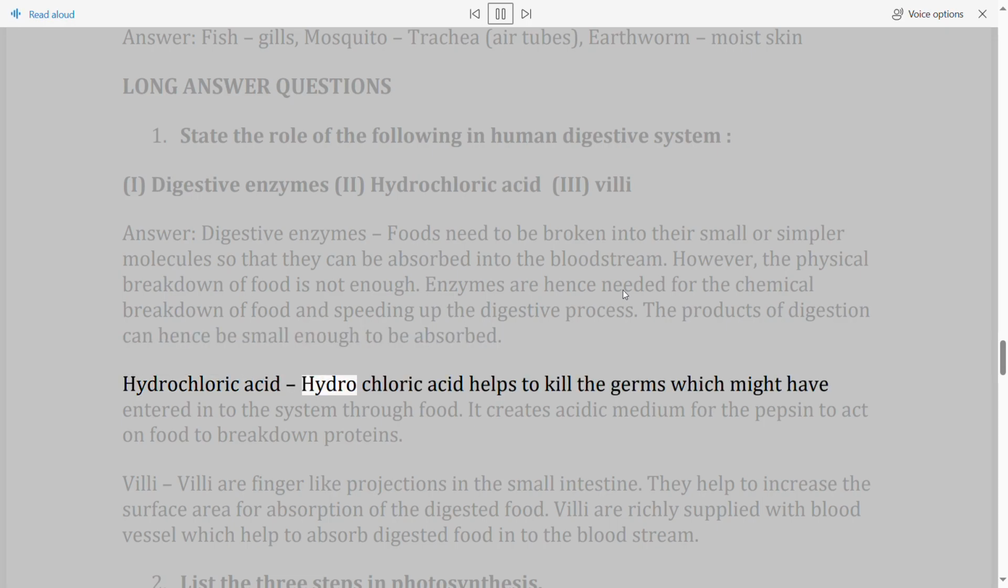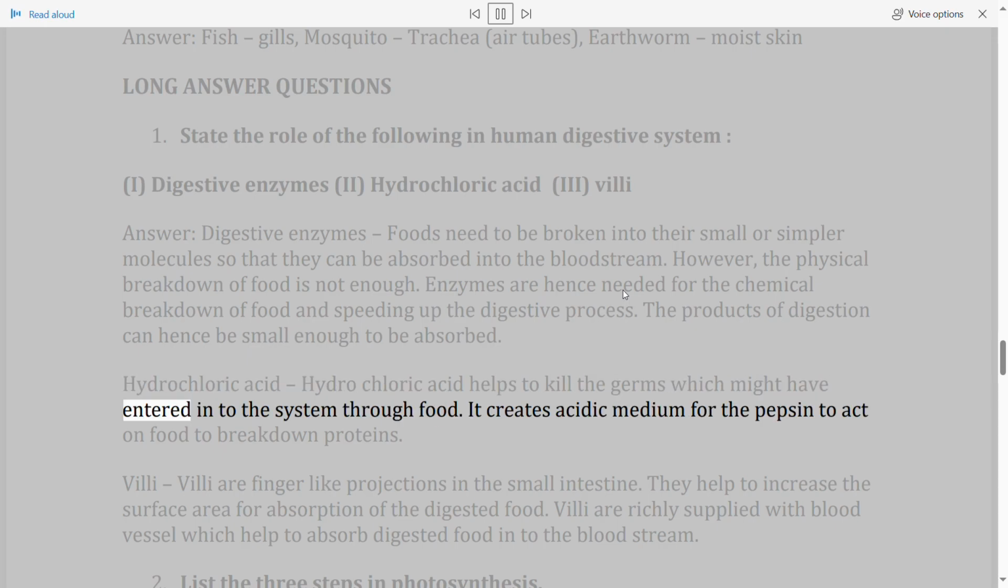Hydrochloric acid. Hydrochloric acid helps to kill the germs which might have entered into the system through food. It creates acidic medium for the pepsin to act on food to break down proteins.